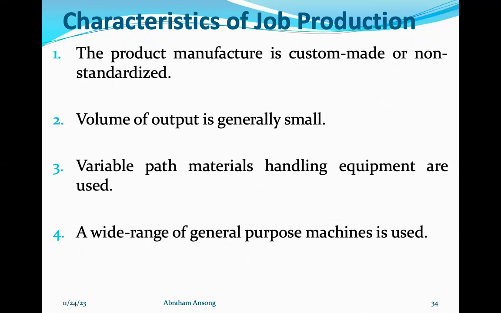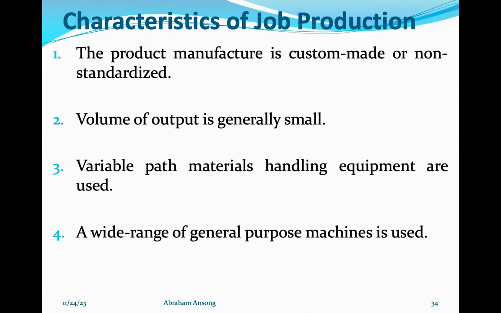All right, it is not mass production, it's not standardized. You actually wait for the specification of the customer, then you produce to fit those specifications. Volume of output is generally small. Because it's based on the demands of customers, you will not have one customer actually demanding a lot, and so the volumes are normally very, very small. Each time it's just one type of product for a particular client or customer that you may be producing.